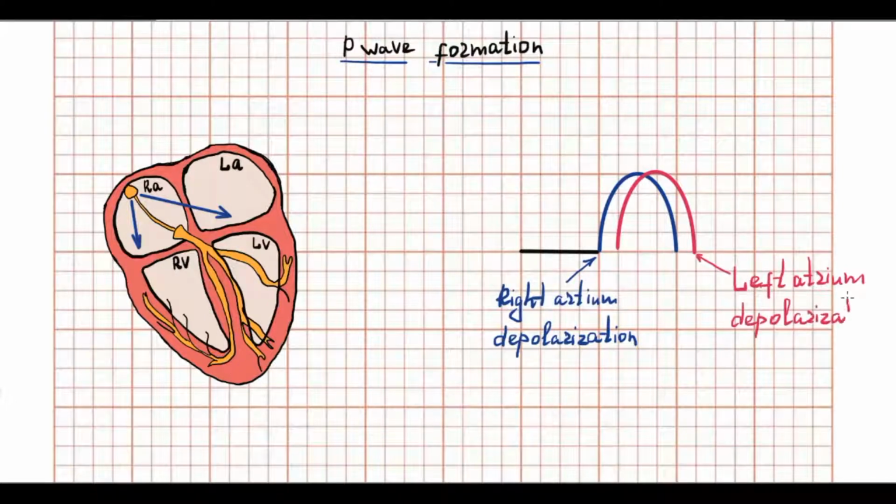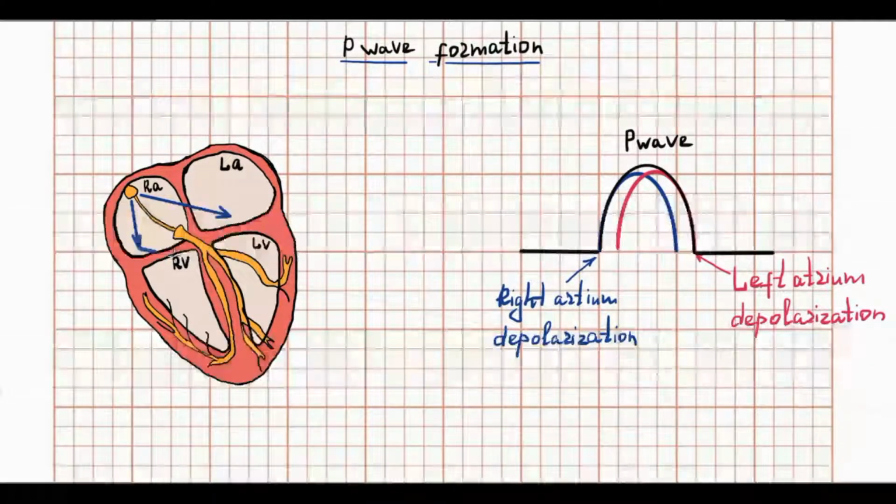So the P wave consists of two parts. The first one is the ascending part from the baseline to the maximal amplitude, which is caused by depolarization of the right atrium. The second one is the descending part from the maximal amplitude to the baseline, which is caused by depolarization of the left atrium.